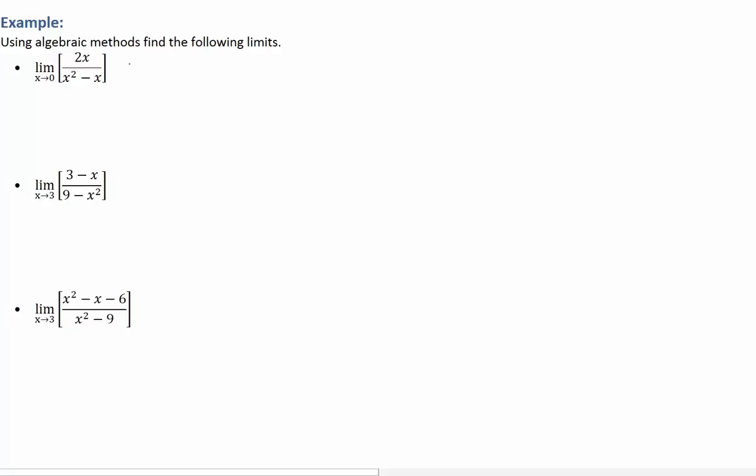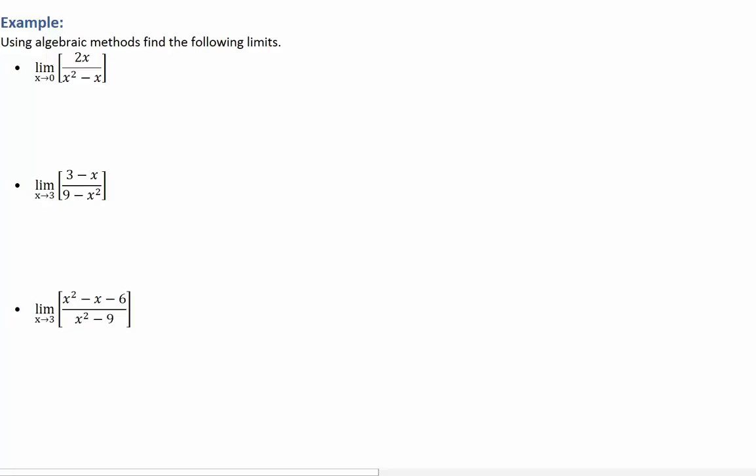Welcome, and what we're going to do right now is calculate a few limits analytically. So we're going to figure out how to do this. For example, the first one is: use algebraic methods to find these limits.